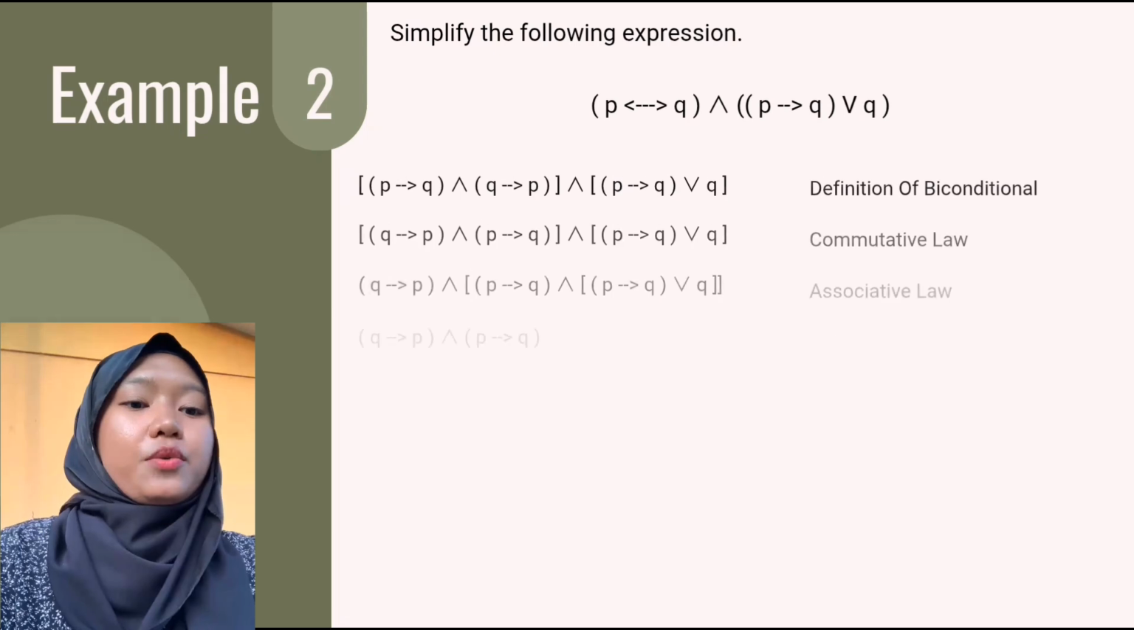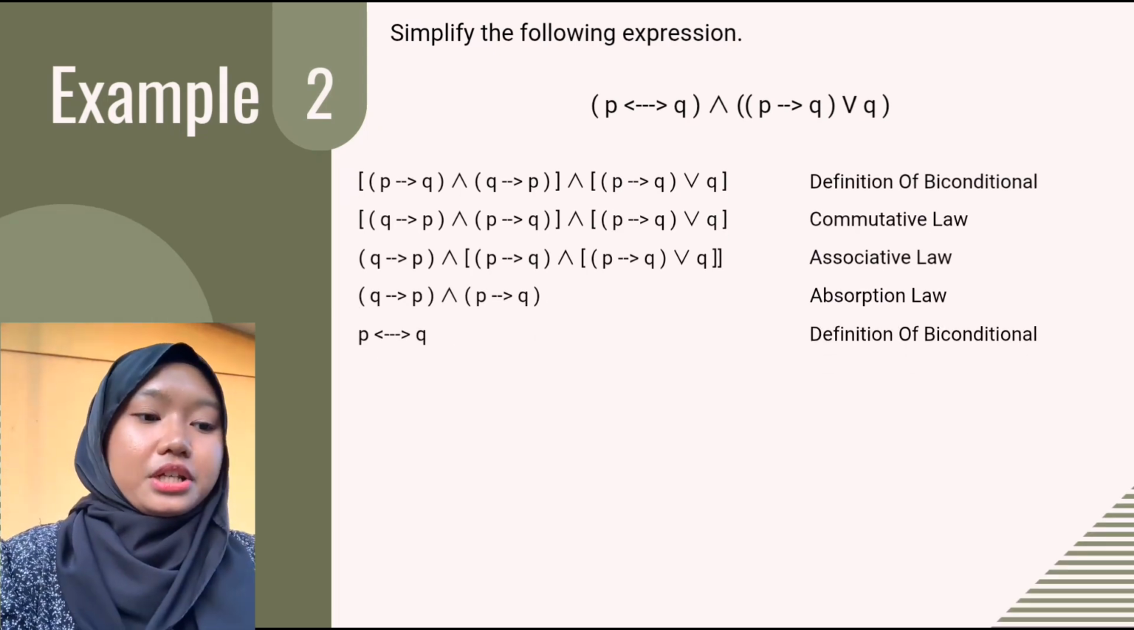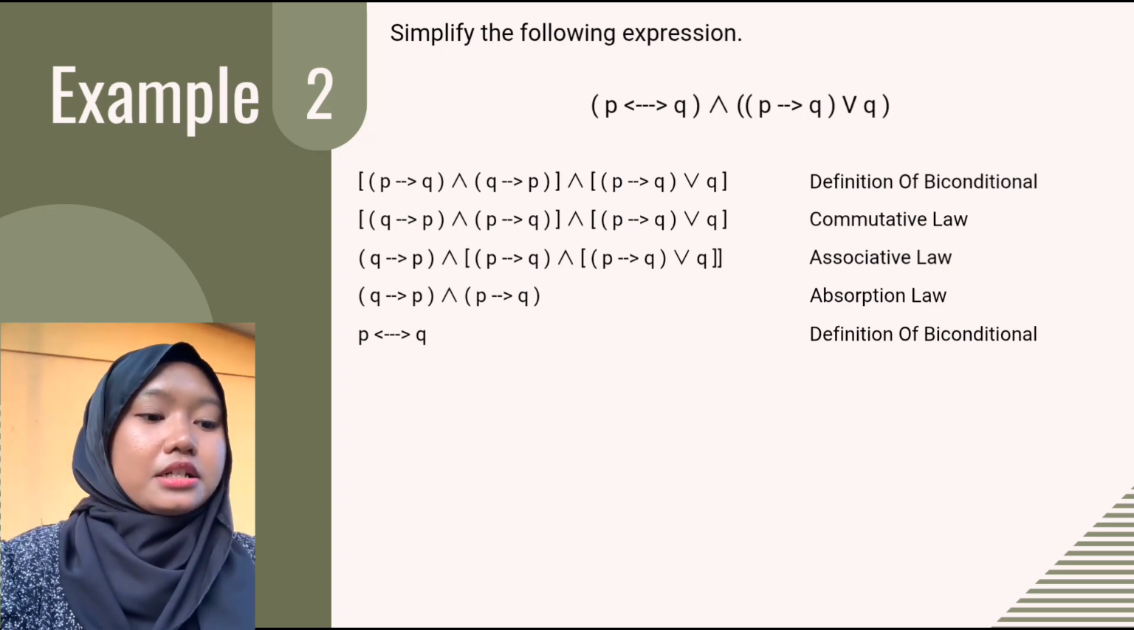For example 2, the question is simplify the following expression, and the equation you will see. For this equation, for the first step, I will use the definition of biconditional, second the commutative law, and then the associative law, absorption law, and finally the definition of biconditional.